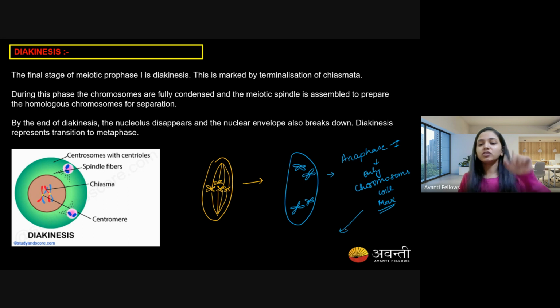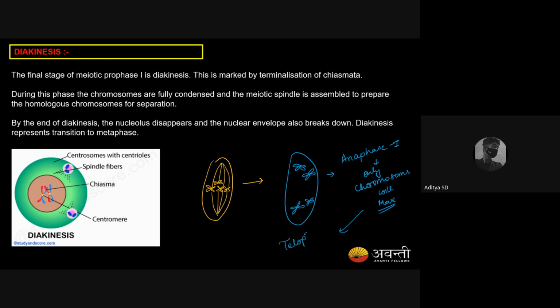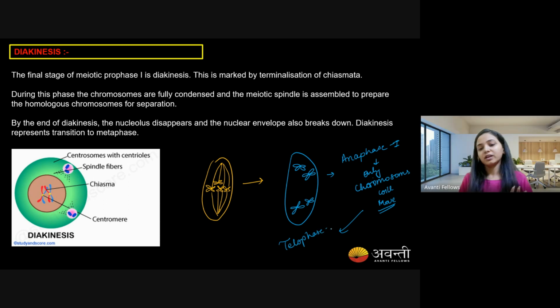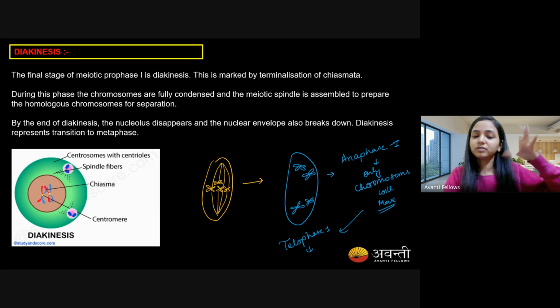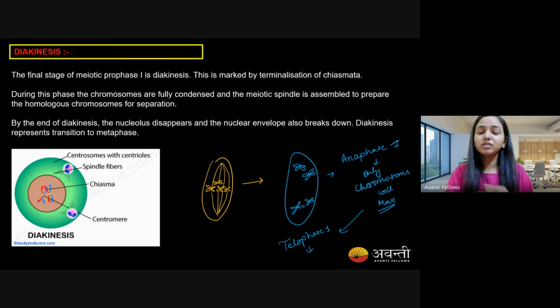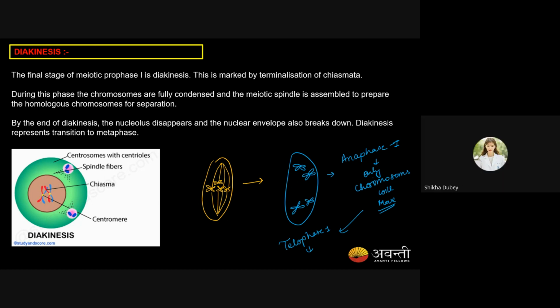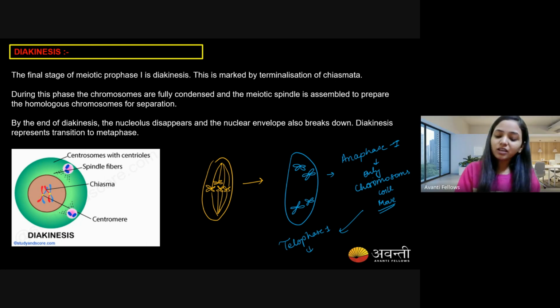After finishing anaphase, the cell will enter which phase? Telophase 1. Telophase 1 is just similar to telophase. There is decondensation of chromosomes, reappearance of all cell organelles, reappearance of the nuclear membrane, nuclear envelope, and nucleolus. This is telophase 1. And after finishing telophase, the cell will enter which phase?